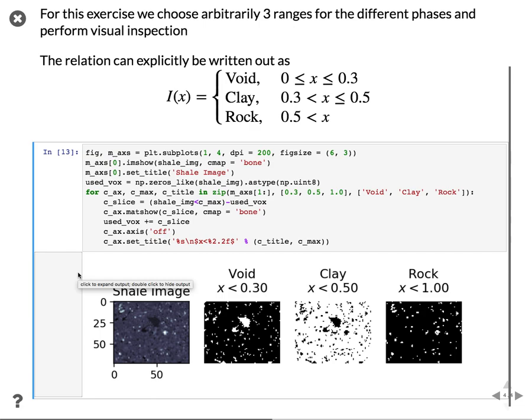And so that's sort of the things you end up with when you're looking at multiple different phases that you're trying to segment, because it's not quite as easy as just a binary classification. You now need much more training data because you have to create the void, the clay, and the rock masks in order to do this well.